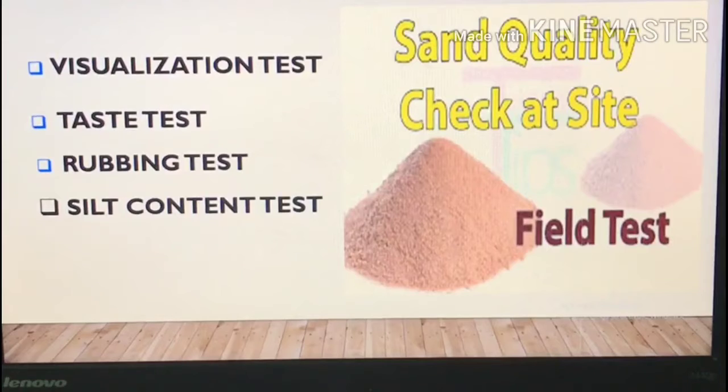So, what type of test we have to conduct on sand at field for knowing the quality? That is, first one, visualization test, second one, taste test, third one, rubbing test, and fourth one, and also very important one, silt content test.